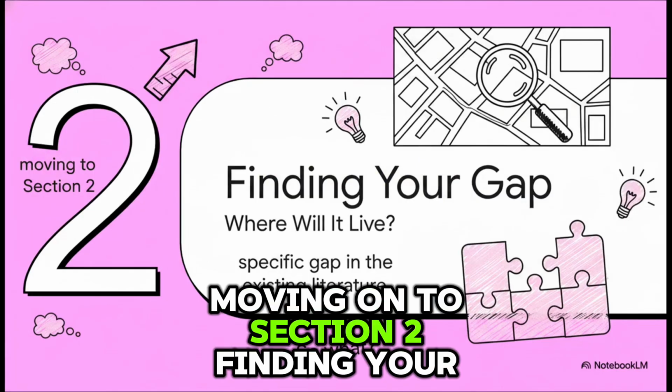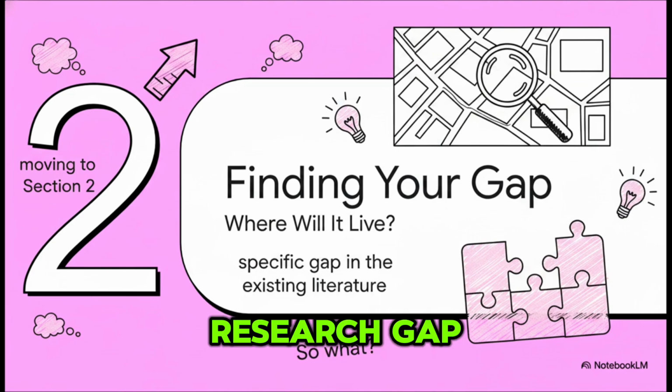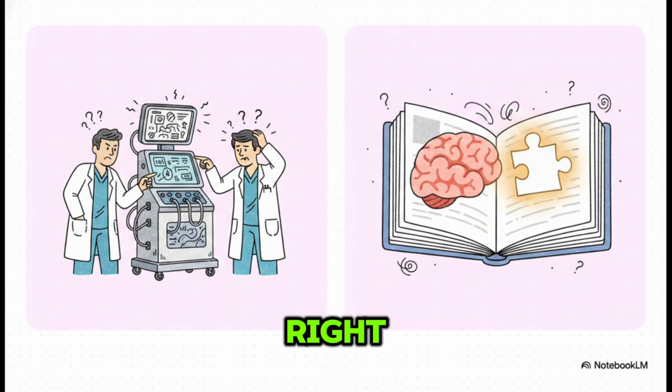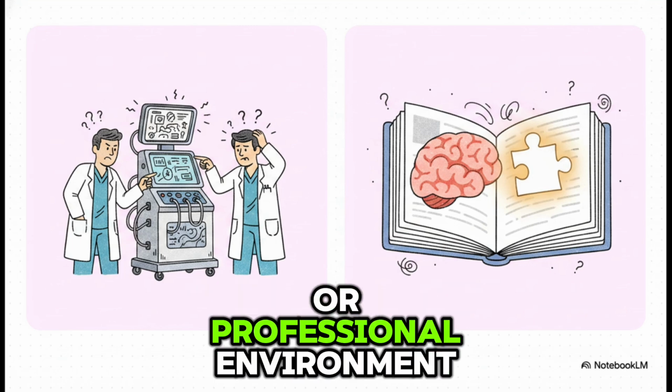Moving on to Section 2, finding your research gap. Where exactly will your study live? So to actually answer so what, you have to offer originality, right? You do this by filling a very specific gap in the existing literature or professional environment.